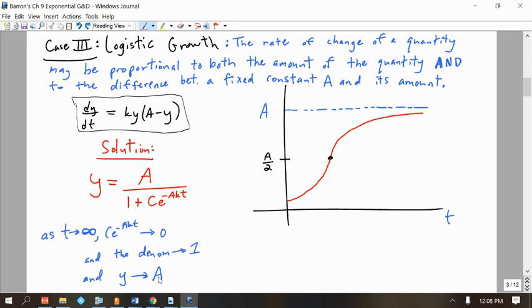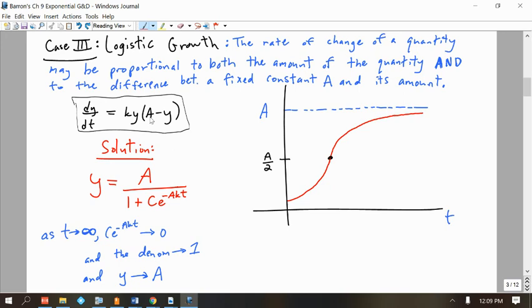So a disease spreads through a population P at a rate proportional to the number of people infected by time t and the number of people not yet infected. So that's the Kentucky part up here in the black box. This would represent the proportion of people that are already infected. A minus y is the number of people not infected. A would be the total number of people possible, right? The disease can't infect more people than there are people, right? So you have the people infected and the people not infected.